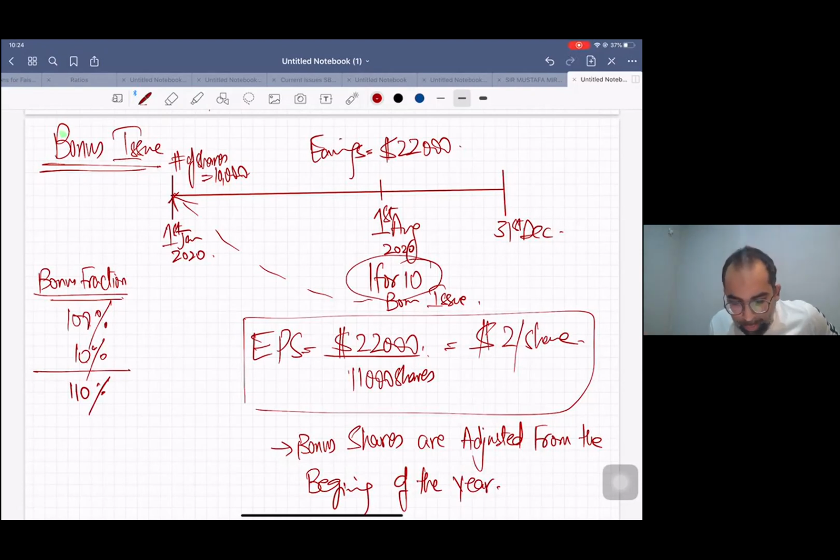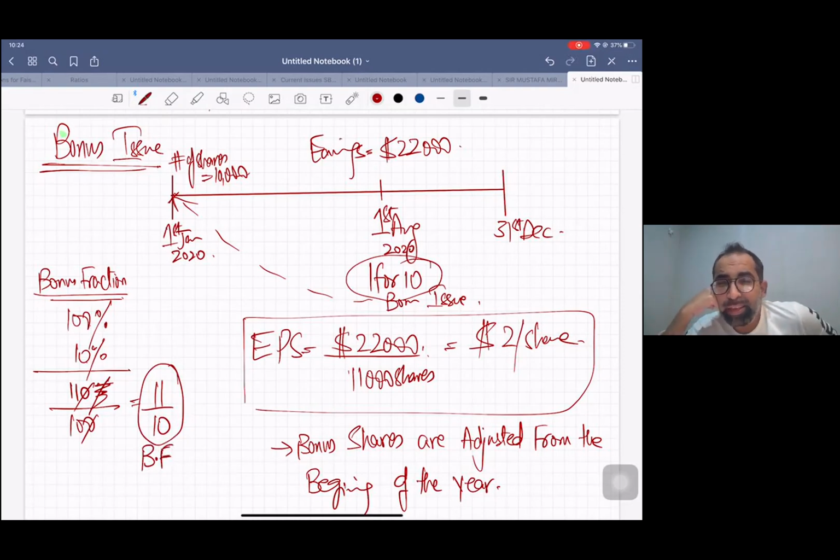Now wait, if you remove this percentage sign, we divide it by 100. Now let's do cancellation. This 0 and 0 will be canceled. So 11 upon 10 is your bonus fraction. In short, we call it BF, bonus fraction.